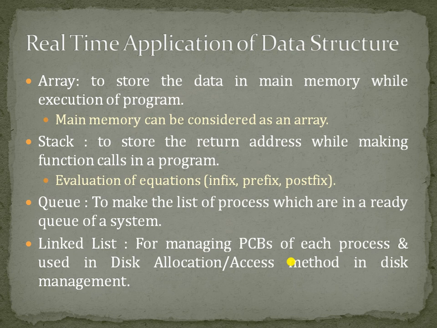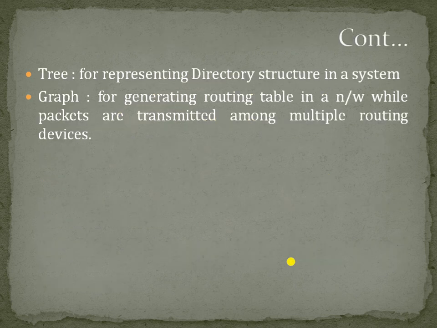Queue is used to make the list of processes which are in the ready queue of a system. Linked list is used for managing process control blocks of each process and used in disk allocation or access methods in disk management. Tree can be used for representing directory structure in a file system. Graph can be used for generating a routing table in a network while packets are transmitted among multiple routing devices.